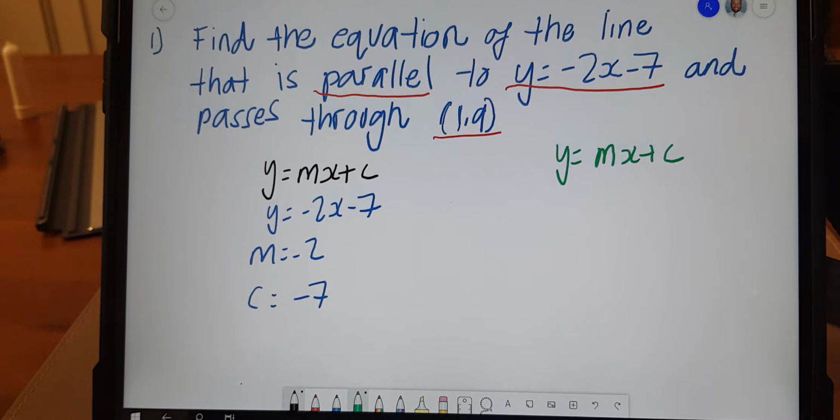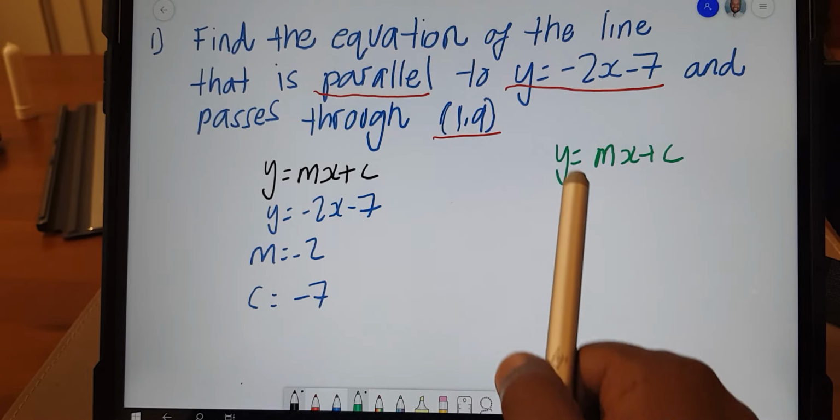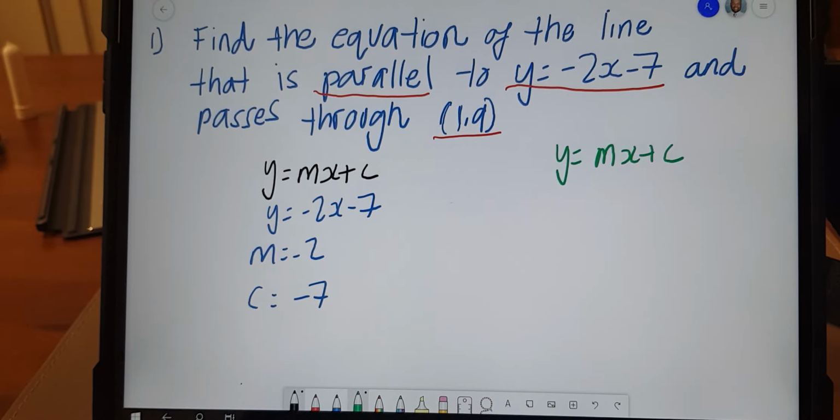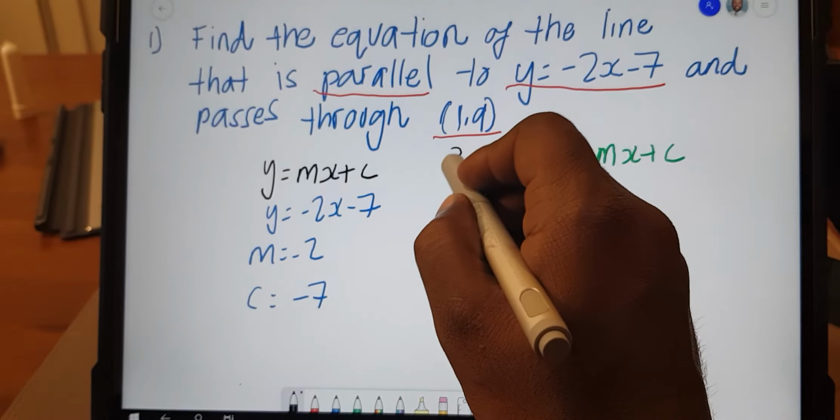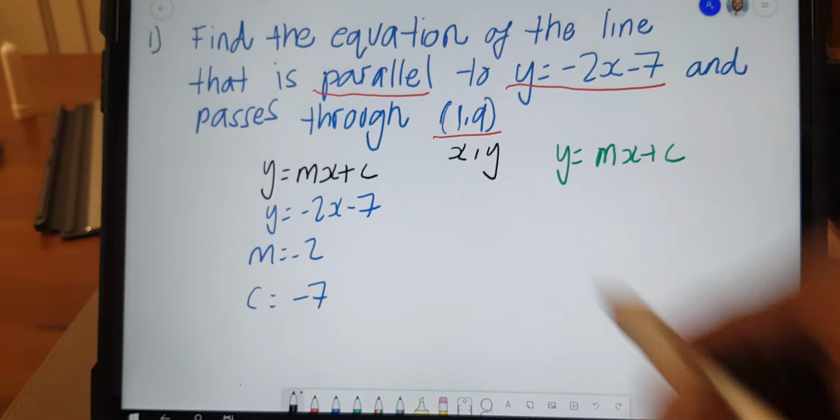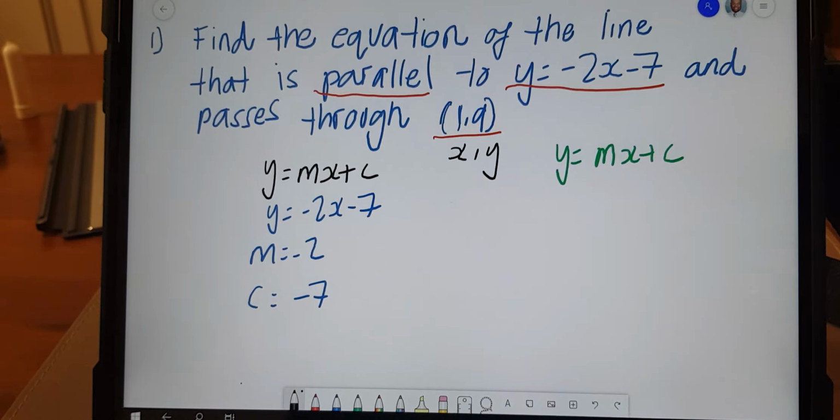In place of x, I'm going to put 1, and in place of y, I'm going to put 9, to get c. As you know very well from your basic coordinates, that's how you write down your coordinates. You write down first your x coordinate followed by your y coordinate. So x is equal to 1 and y is equal to 9.